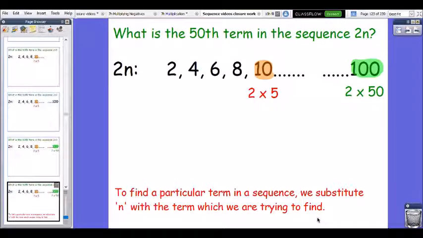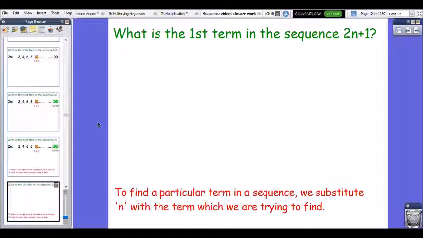So let's say I'm trying to find term 50. Instead of n, so instead of 2 lots of n, I'm going to call it 2 lots of 50. Let me give you some more examples. We'll make it a bit more challenging.